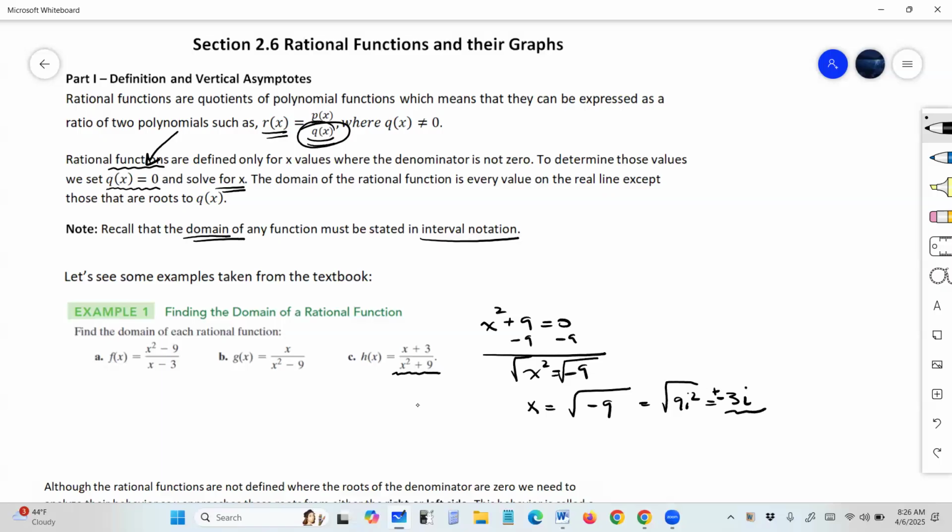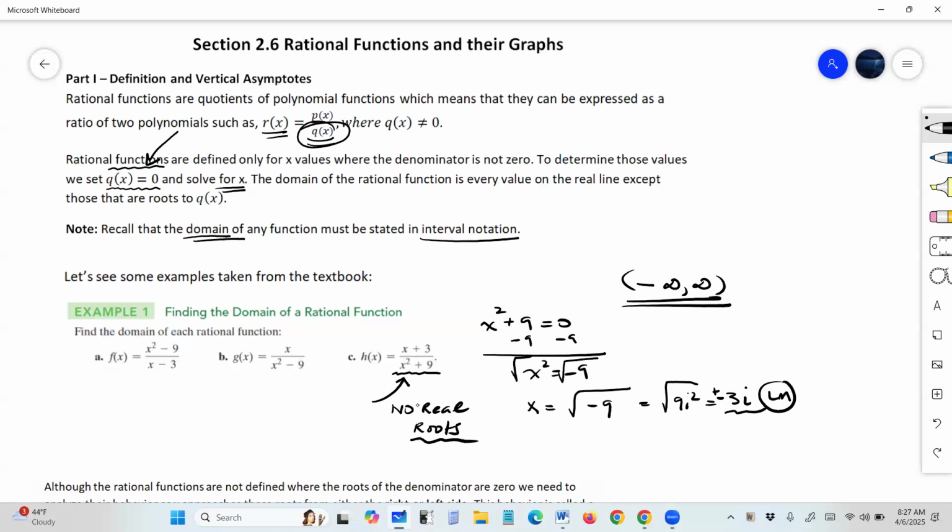Now, this is not a real number. This is imaginary. Now, what does that mean? This means that this denominator or this function has no real roots. So what is the domain of this function? So the domain of this function is -infinity to +infinity. So all sets of values are okay. It is impossible for you to get a 0 in the denominator.